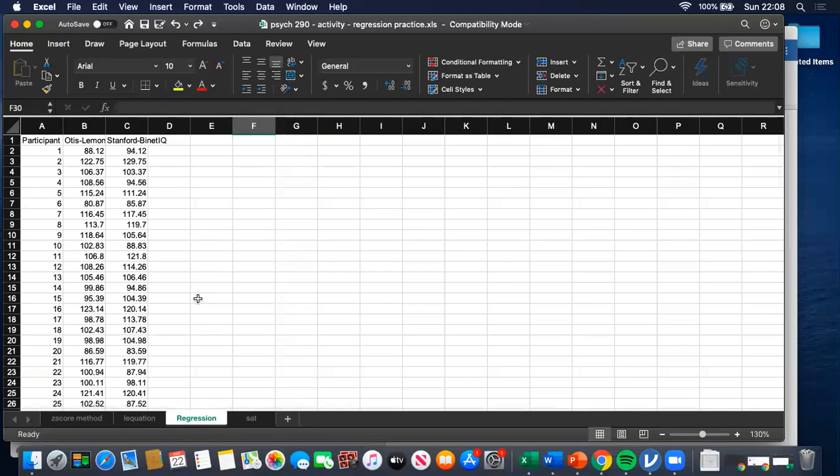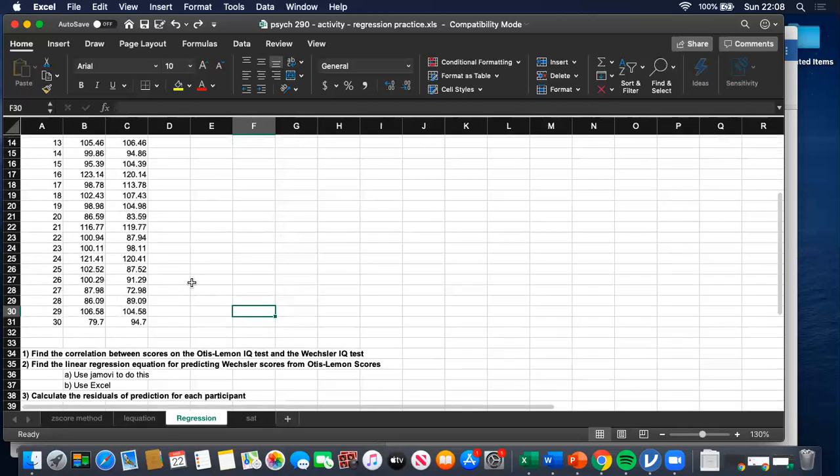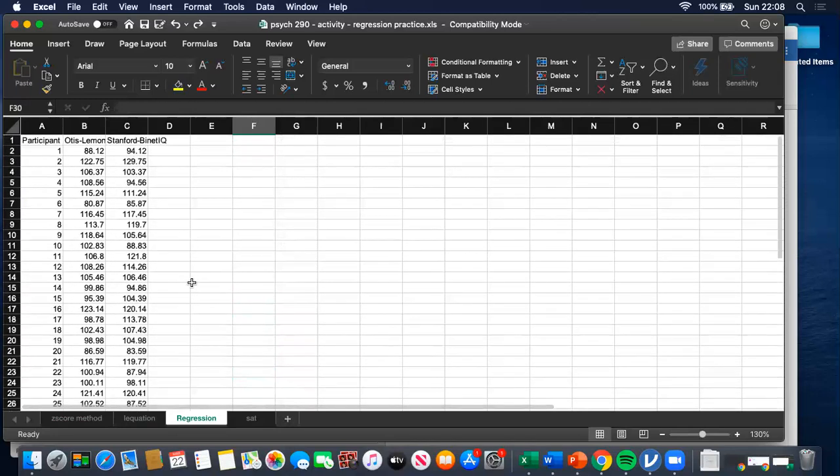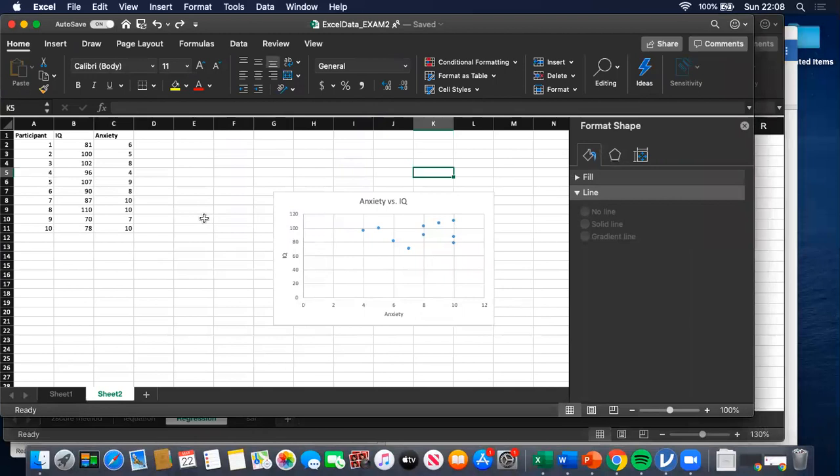Then you have two tabs of larger data sets where you need to make some scatter plots and run some regression analysis in Excel and in Jamovi. So there's two tabs for you to practice on that. I'm going to show you how to do this in Jamovi and just a little bit of Excel on a different data set so that I don't give any of this away, and this can serve as some good practice for you. So let's pull up this data here.